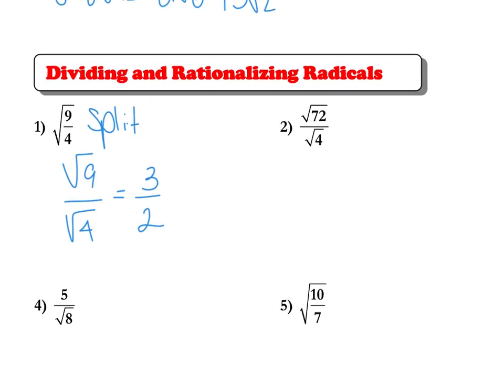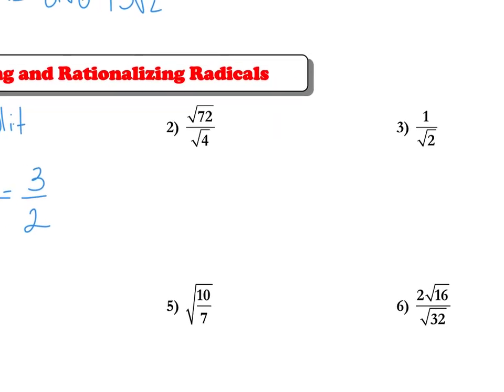Notice in number 2, though, it's already split for us, but we have a radical in the denominator. So root 72 over 2. You cannot divide those. Please do not make that root 36. The 72 is trapped underneath the radical.